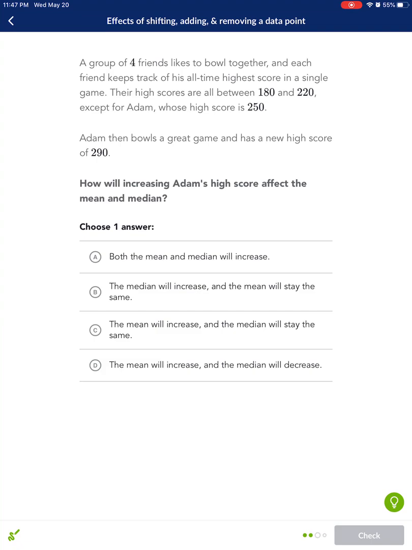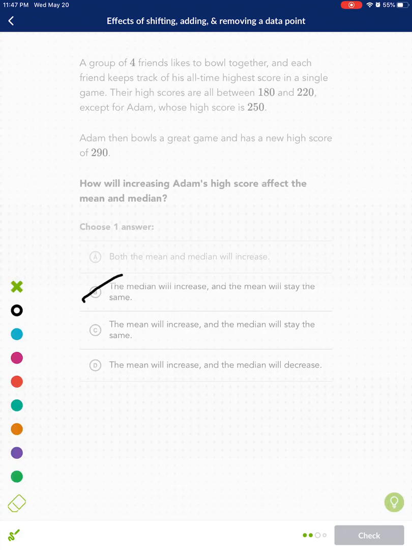Well, it's definitely going to bring up the mean. So you're not going to add a higher value in and have the mean stay the same. So B is garbage. And if you increase a high score, the median's not going to drop if you're adding higher numbers in. Like, it may not change, but it's certainly not going to drop.